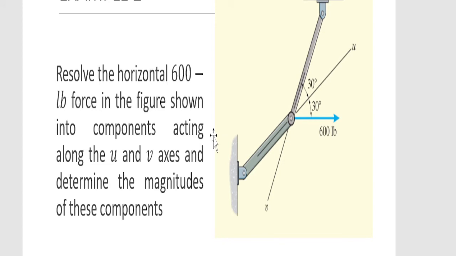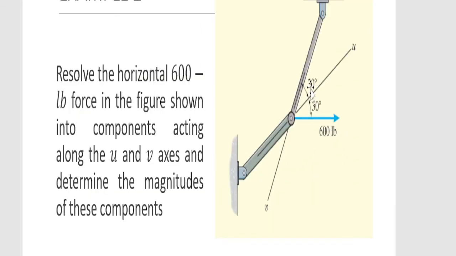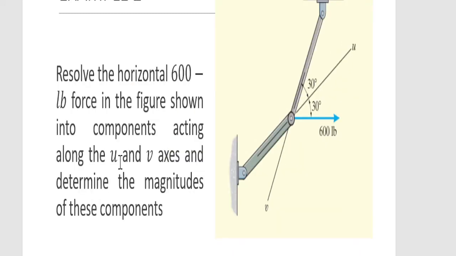Next, we have a similar kind of example. Resolve the horizontal 600 pound force in the figure shown into the components acting along the U and V axes and determine the magnitude of these components. So here, same process, make a free body diagram. Two internal angles are given. One force is given, and you are just going to find the magnitudes of U and V, while the resultant is already given.